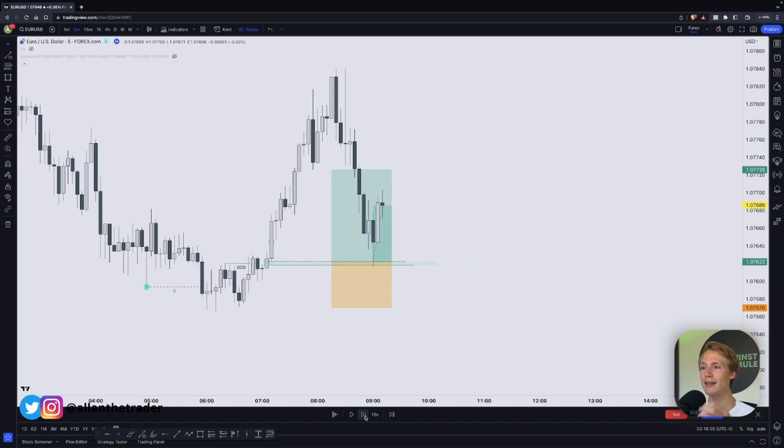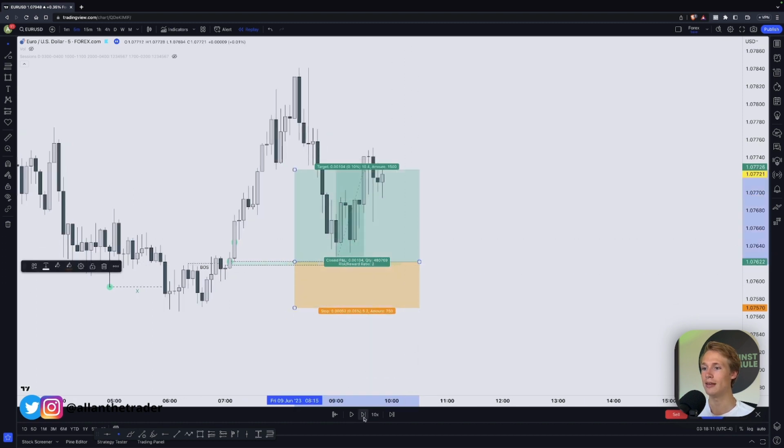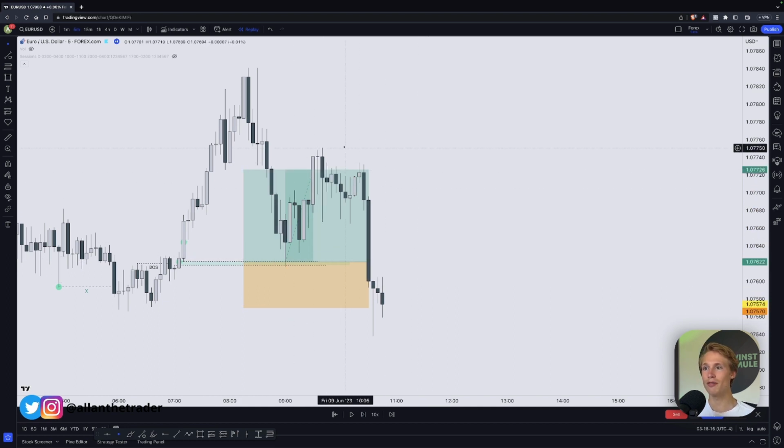And as you can see, it hit our entry and now we are in the trade. And there it is, it already hit the take profit. So as you can see, you took your profit here, you had a 2R profit, and then price went down again. So you had your take profit, you were in the trade, and it was very profitable.